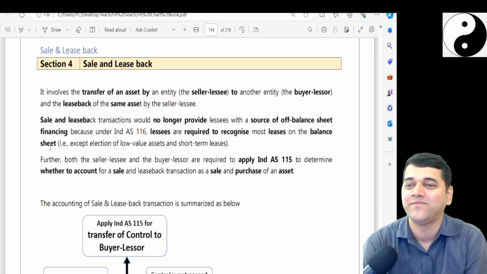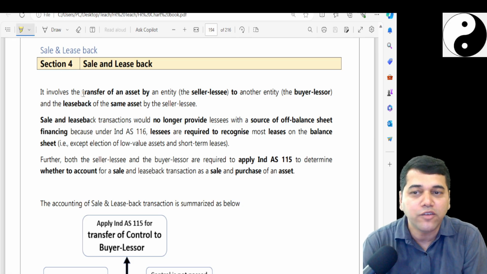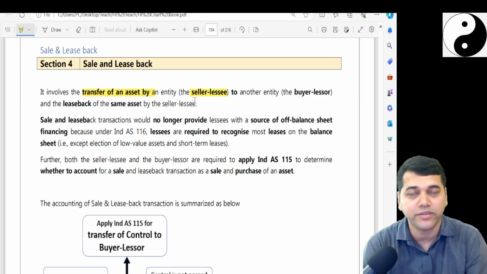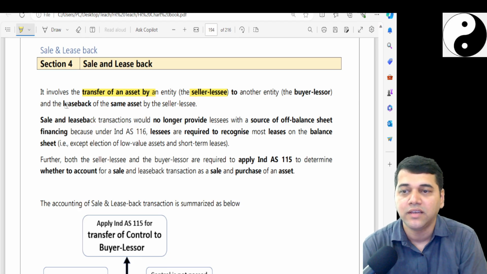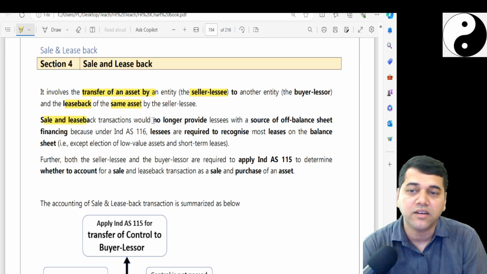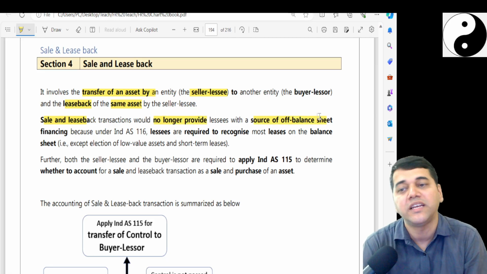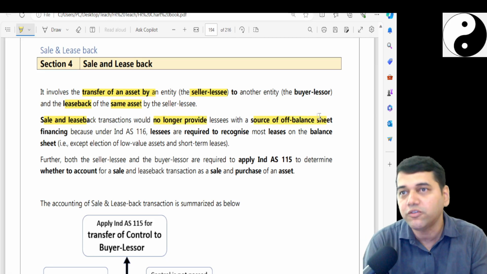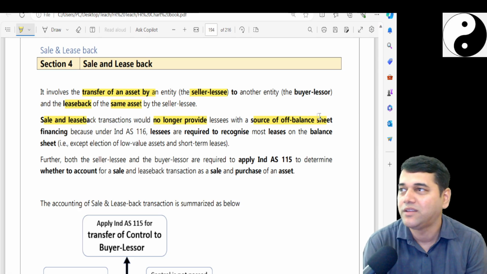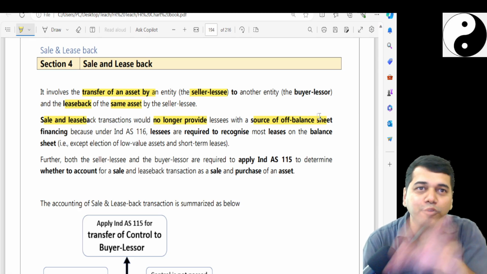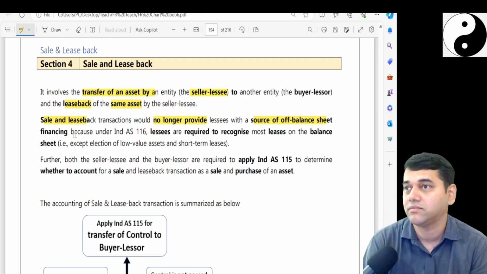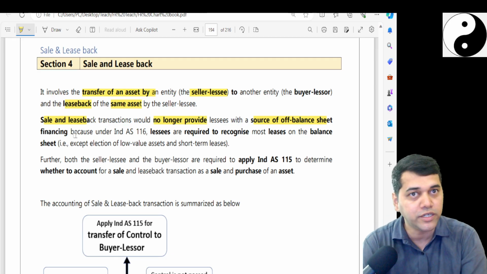Okay, just learn now. See, it involves transfer of an asset by the seller-lessee. Now the seller-lessee comes into the picture, because he is the seller, he himself is the lessee and leases back the same asset, not some other asset. Now the sale and lease back would no longer provide a source of off-balance sheet financing, which earlier was there. But right now, it doesn't give you any incentives, because whether you do it or you don't do it, you see how accounting is going to work now. Or if you want to do it genuinely, then no headache. If you really want to do it, do it on market terms.